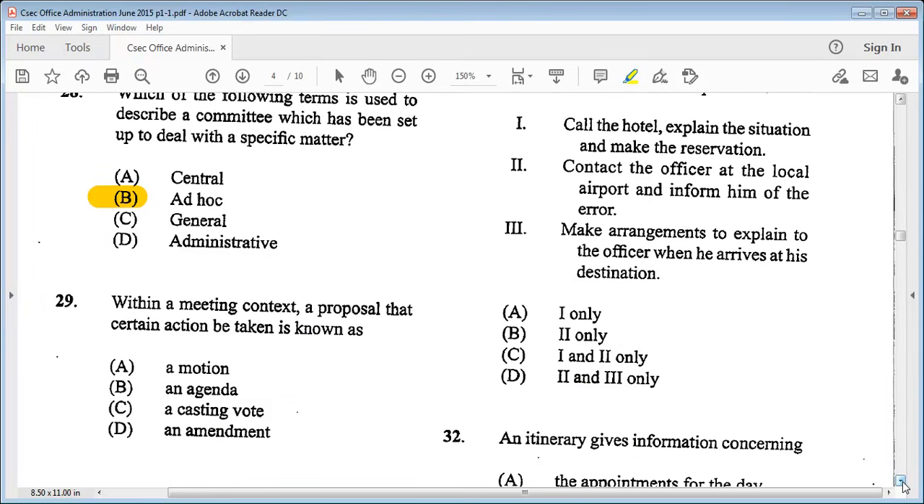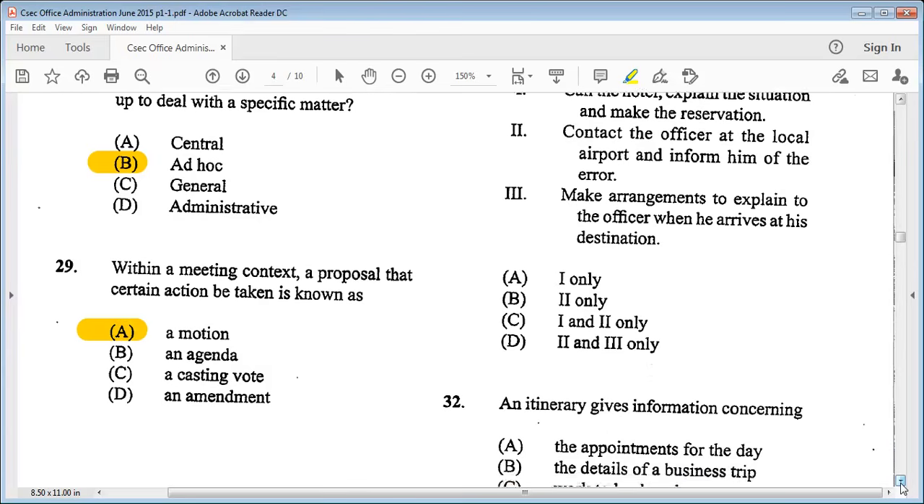Within a meeting context, a proposal that certain action be taken is known as A. A motion. B. An agenda. C. A casting vote. D. An amendment. We know when it is a proposal that certain action be taken, it is known as a motion. Let's go on to question number 30.